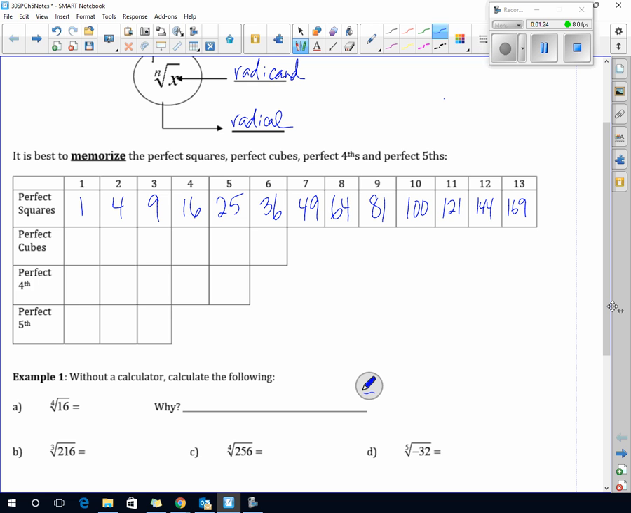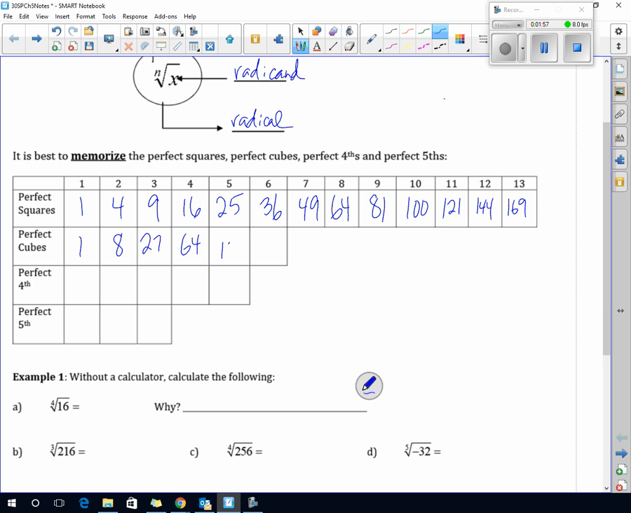Okay, perfect cubes. Well, 1, 8, 27, 64, 125, 216. Some of these numbers should ring a bell.